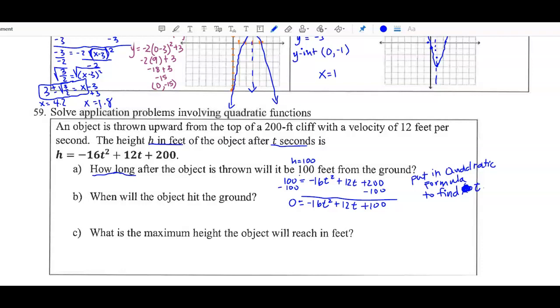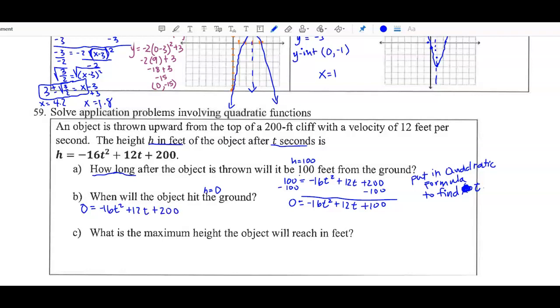All right, and then what about part B? When will the object hit the ground? Again, this is telling you something about the height of it. So when it says when will it hit the ground, we want to know when will h equal 0. So again, this time you're going to put 0 in place of your h, and then solve it from here.